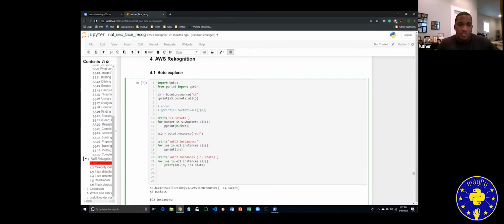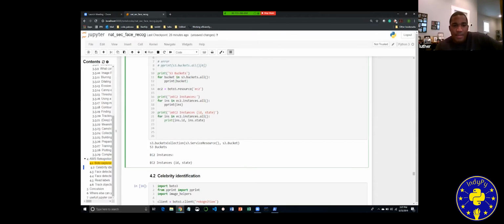So first thing I'm going to do is just query Amazon for any buckets or any instances that I have available right now. As you can tell, I don't have anything set up. It's all kind of blank because mostly I'd just be using their APIs. I'm not storing or serving anything from the cloud. I'm just using their APIs and built-in models.